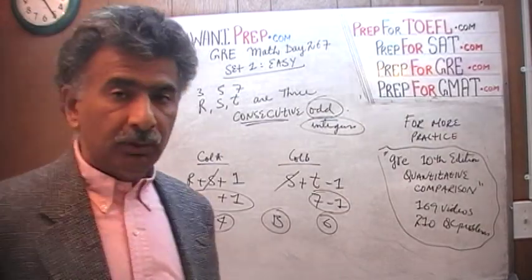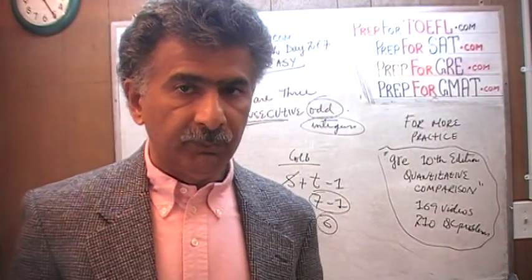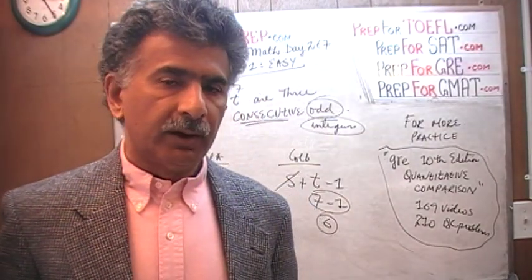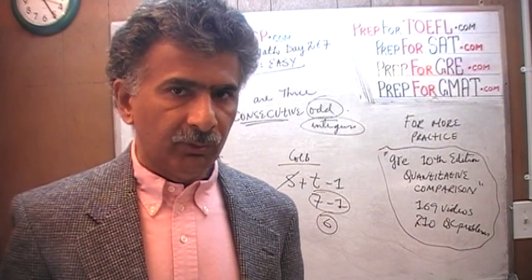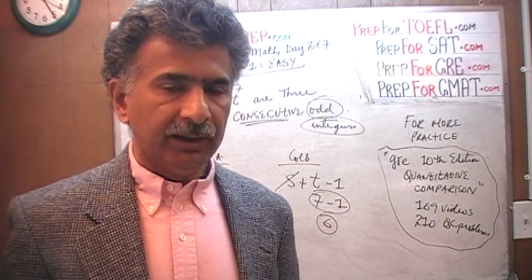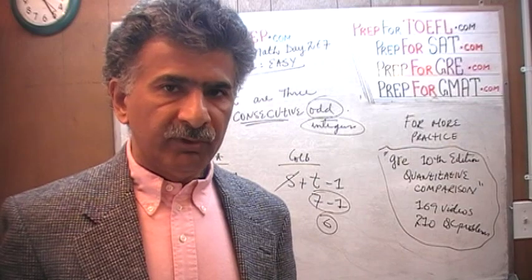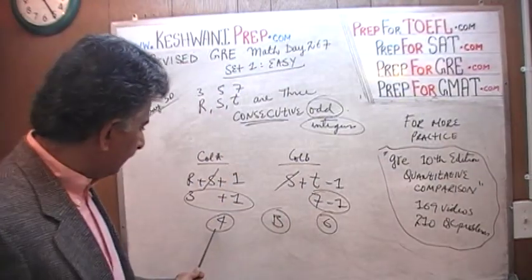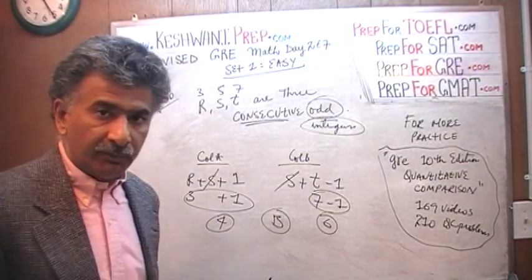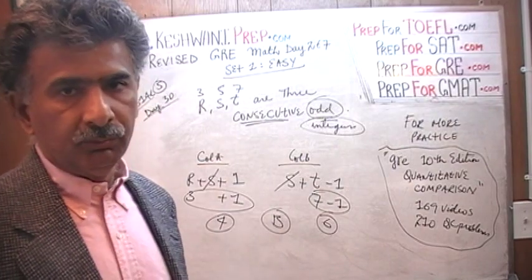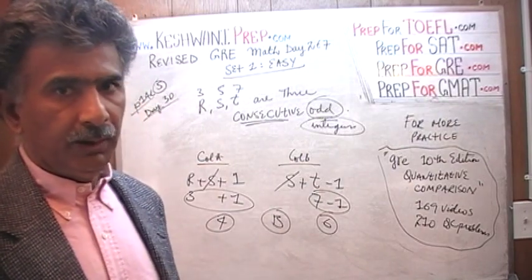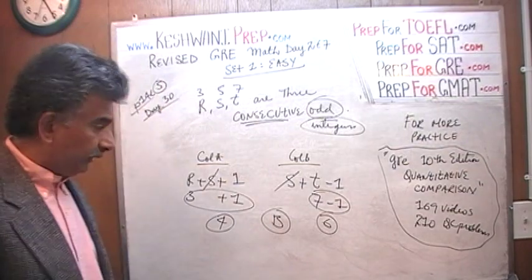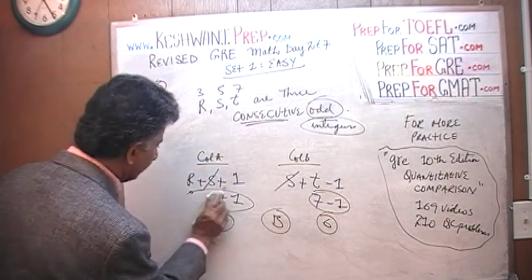Now if you like, you could plug in one more time and see what happens. You will see that no matter how many times you plug in different values, as long as there are 3 consecutive odd integers, the difference between the two quantities in the two columns in this particular question will always be 2. Do you know why? Here's the reason. Listen carefully.